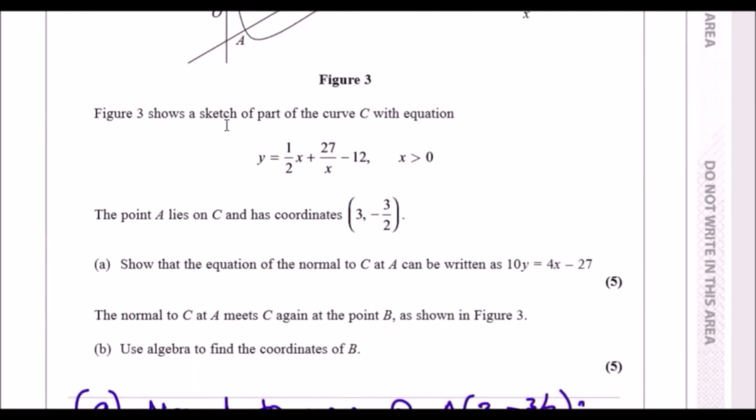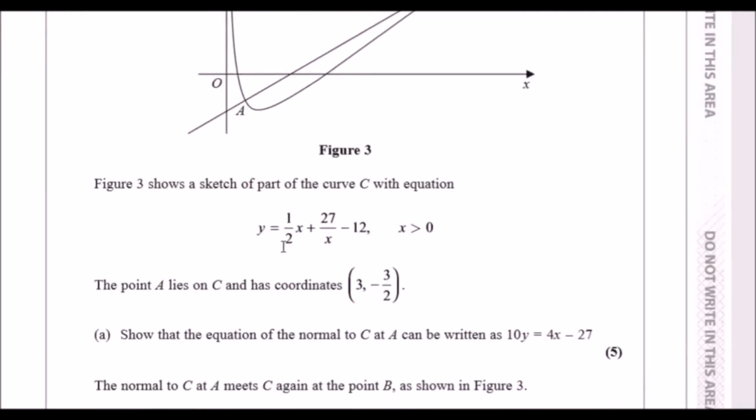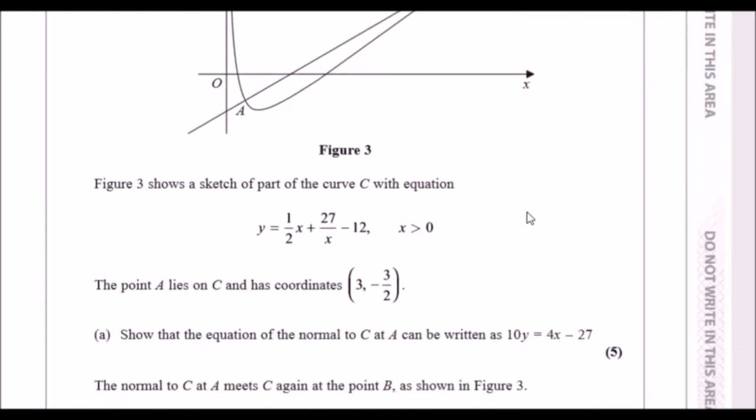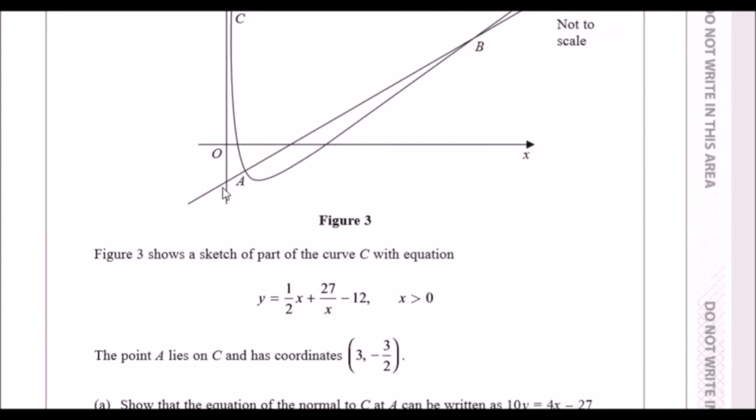So Figure 3 shows a sketch of part of a curve C with the given equation. Okay, so this one looks a bit nasty, but not too bad. The point A lies on C, so over here, and has coordinates 3 and minus 3 over 2. Okay, so keep that in mind. Now, show that the equation of the normal to C, so the normal as in the perpendicular line at this point, can be written in this equation. So this equation is actually a perpendicular line equation.